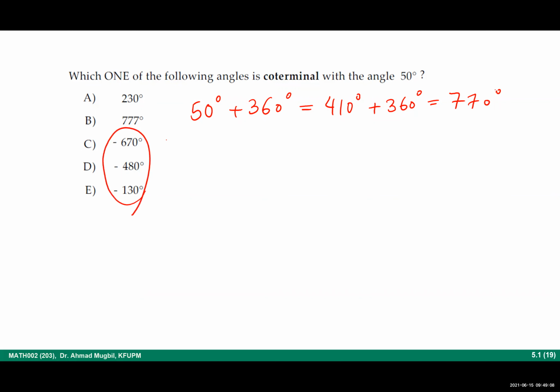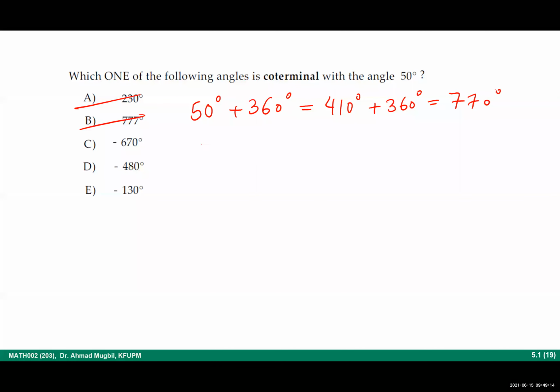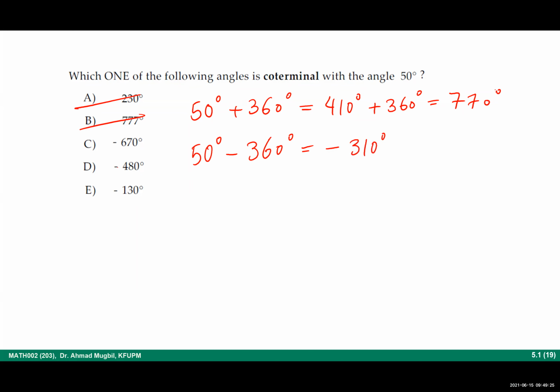Now we have negative angles. So this means that this is not an answer, this is not an answer. The answer may be C, D, or E. So what you will do, you will take 50 degrees, you will subtract 360 degrees, and this will give you a negative angle, of course, which will be negative 310. Is it in the choices? No. And of course, you will subtract again 360. If you subtract it again, you will have a negative angle, the sum of them, which is 670 degrees. Is it in the choices? Yes, it is. Here it is. That's it. So this is the angle that is coterminal with this angle.